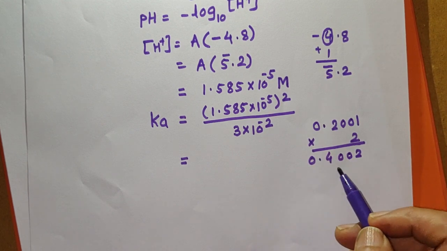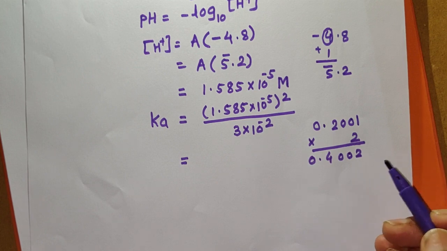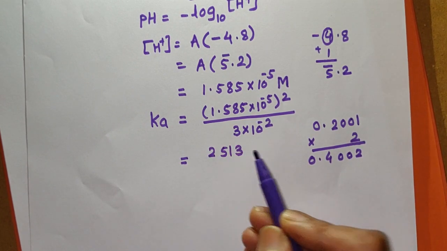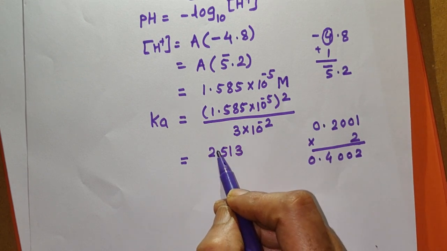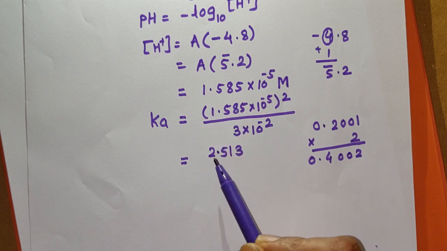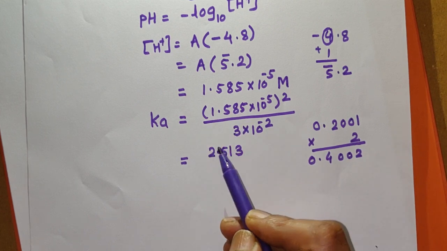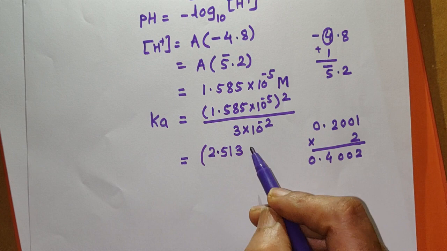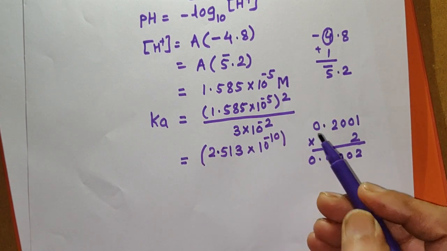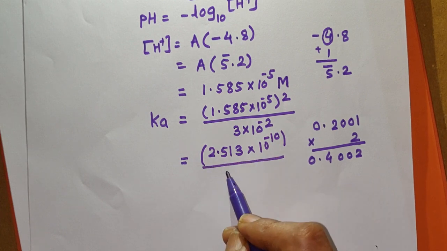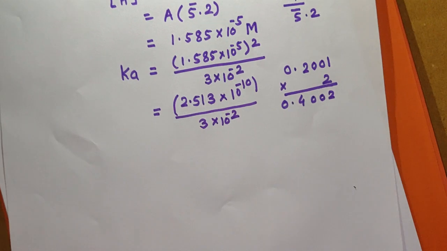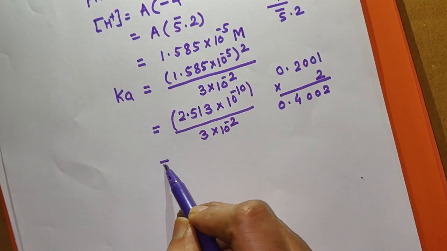Now if you see the antilog of this number, it will be 2513. Characteristic is 0, and so the decimal point will be here. So the square of this number is 2.51213 into 10 raised to minus 10 divided by 3 into 10 raised to minus 2. Now divide it by 3.